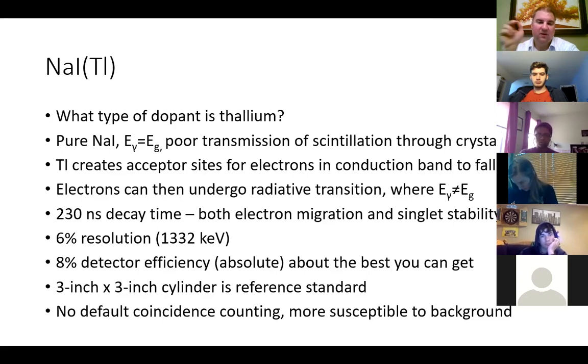And one possible problem with using scintillating detectors like this, solid scintillators, is that by default, at least, we don't have a setup for coincidence counting. So they are more susceptible to background radiation. So you would want to do a little bit more to try and correct for background radiation with a detector like this.